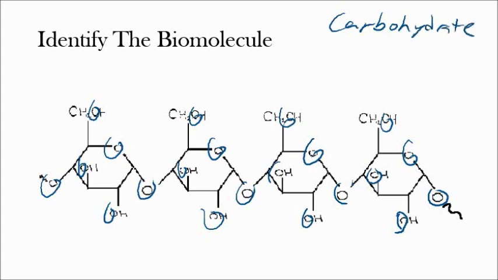Again, also if you look, you can see that there's the 2-to-1 ratio of hydrogen to oxygen, if you add the hydrogens that are attached to all these carbons on the joints between the lines. So that 2-to-1 ratio also tells us that's a carbohydrate.